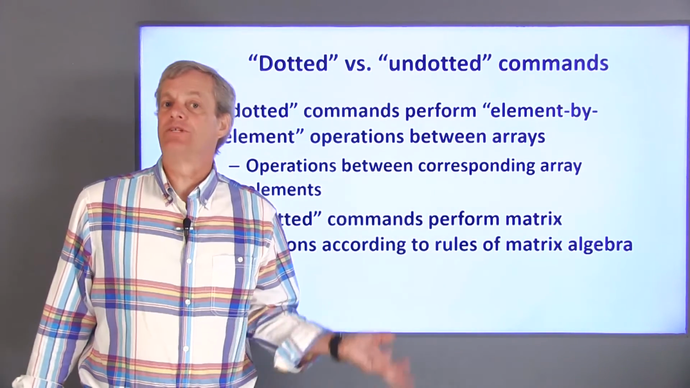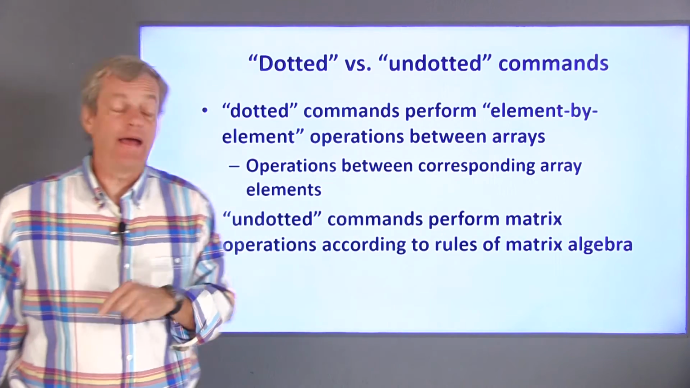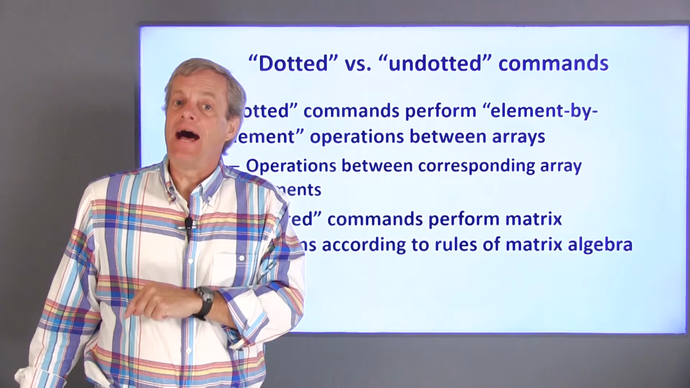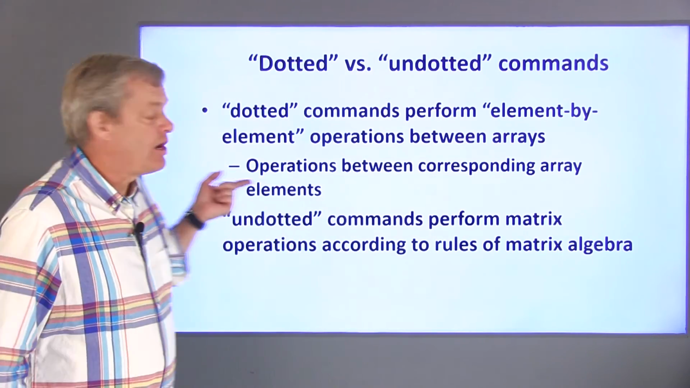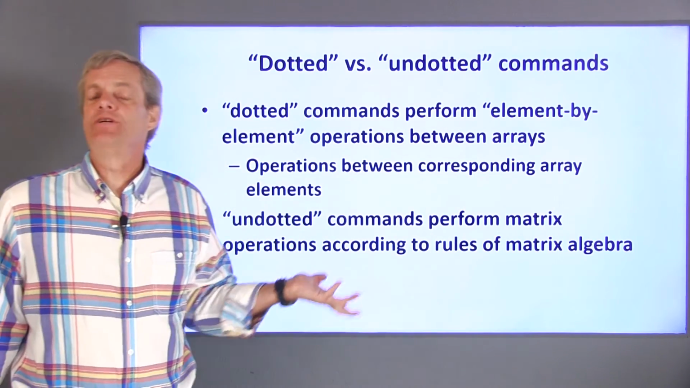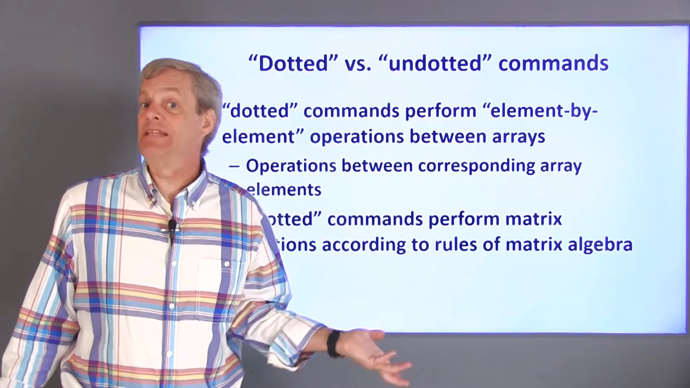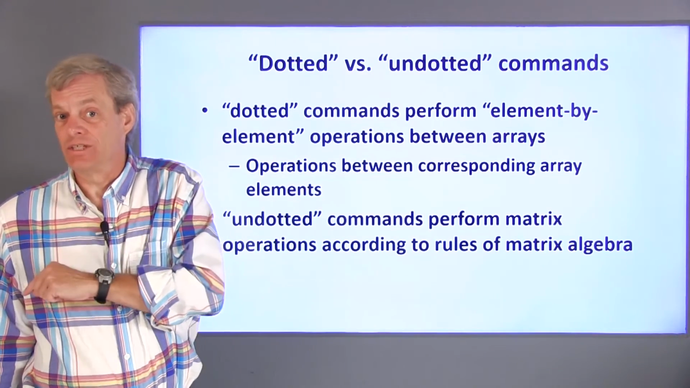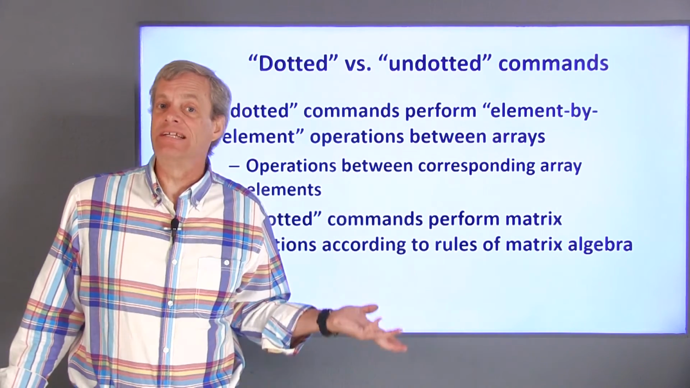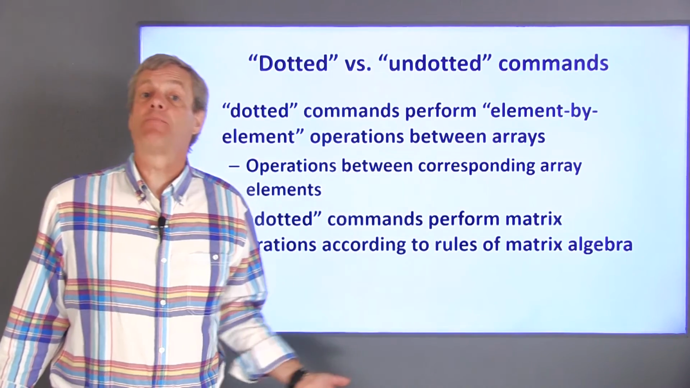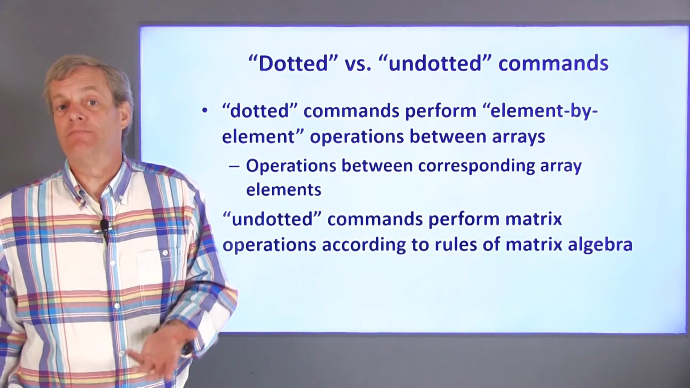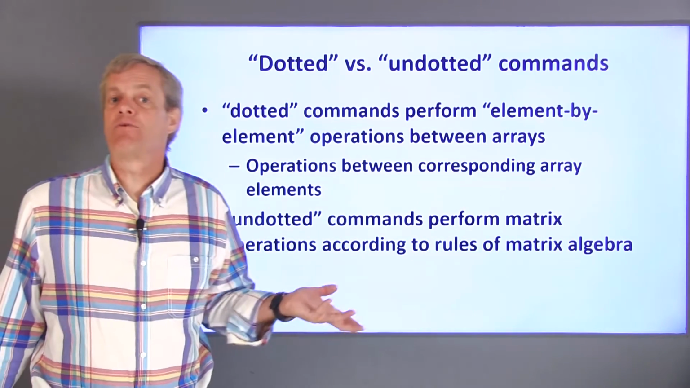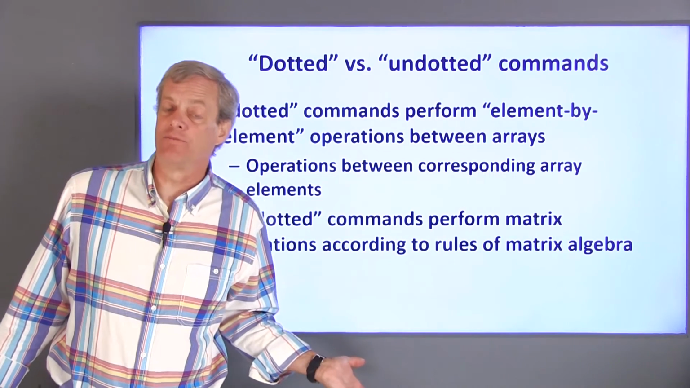Most of MATLAB's operators come in two versions: array operators and matrix operators. The commands with dots or periods in front of them are array operators. This means that the operations are performed on corresponding elements in the operand arrays, and the result is placed in the corresponding location in the resulting array. This is also called an element-by-element operation, since operations are done between corresponding elements of the arrays. The operators with no dot perform matrix operations according to the rules of matrix algebra.